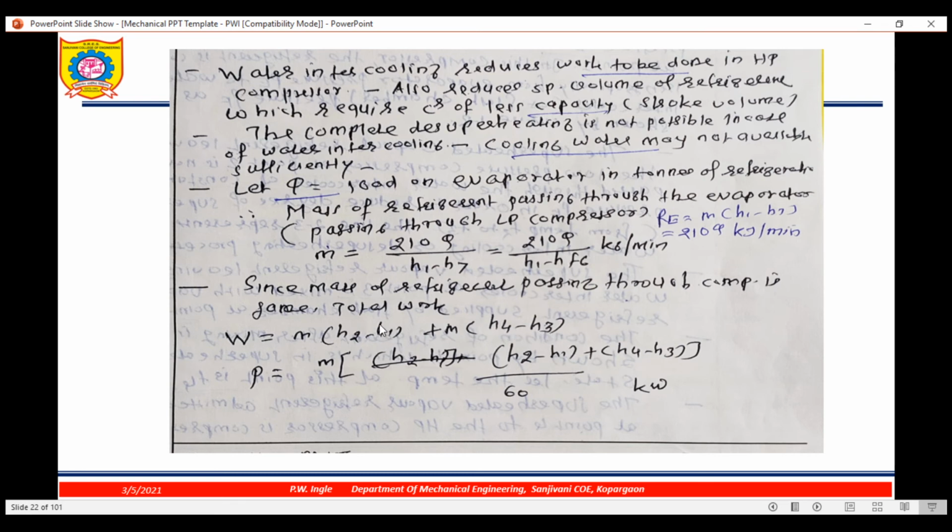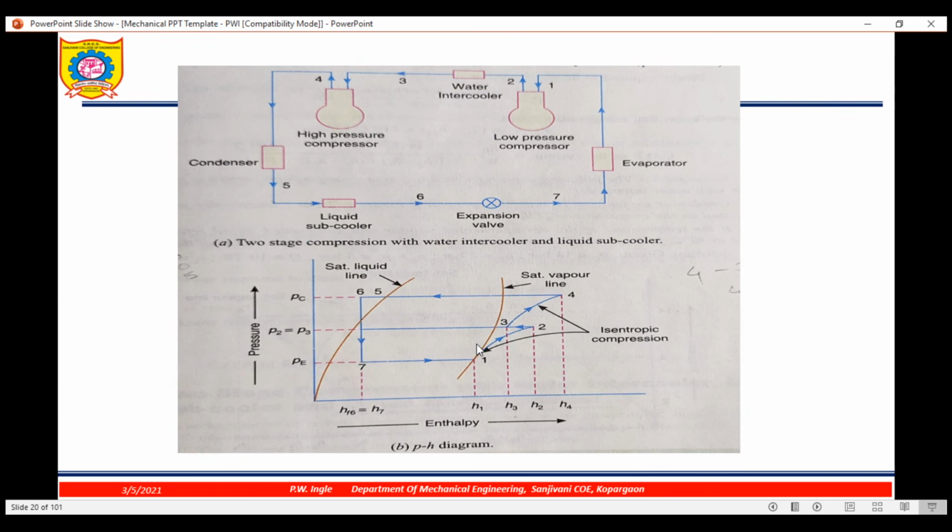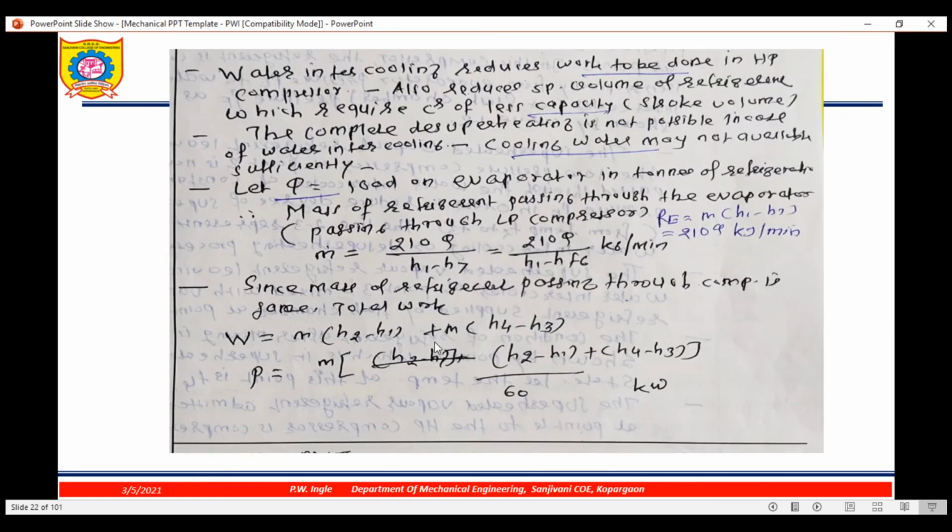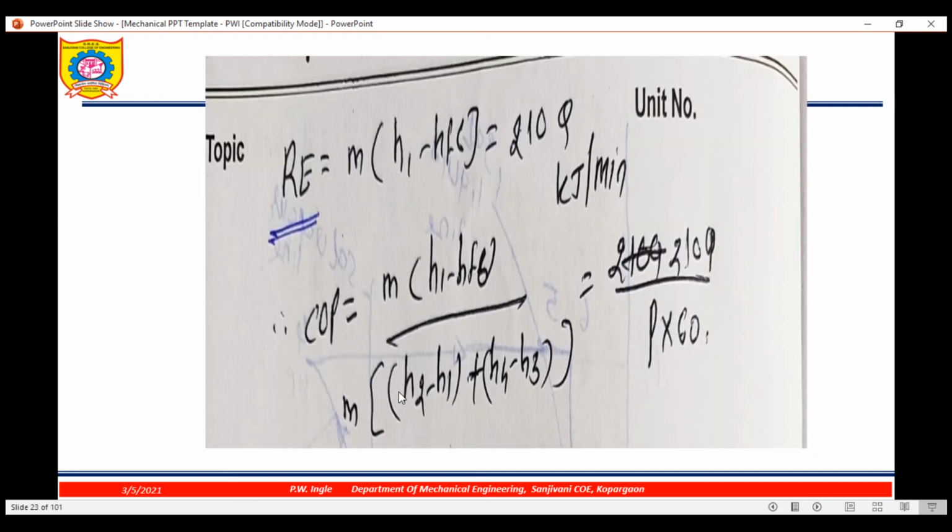So this is low pressure compression, 1 to 2. Here you see, 1 to 2 is low pressure and 3 to 4 is high pressure compression. That's why the addition. Total work is what? Addition of low pressure compressor work plus high pressure compressor work. Power equals M(H2 minus H1) plus M(H4 minus H3), divided by 60. It is not refrigerating effect, it is power. So you just divide by 60, and you are getting power.